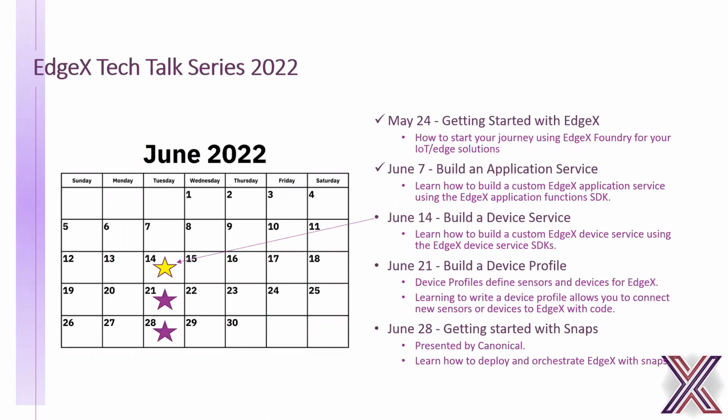A little bit later next week, we're going to have James Butcher provide a tech talk that's kind of a supplement to the one you're going to hear today. It's about how to build a device profile, and you'll learn more about device profiles today. But if you're using an existing device service as opposed to building a new one, you might want to tune into that one. That's going to help you essentially configure an existing device service with a device profile. And then later this month, we're going to have Canonical present how to get started with Ubuntu Canonical Snaps and EdgeX.